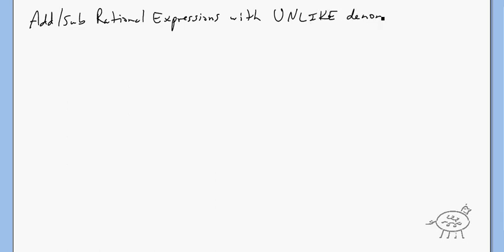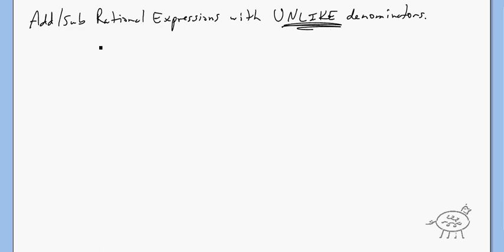We're going to add and subtract rational expressions with unlike denominators. Okay, so this is key: unlike denominators. Yesterday we just added 2/3 plus 5/3 and got an answer by keeping the denominator the same. Now it's going to be different.